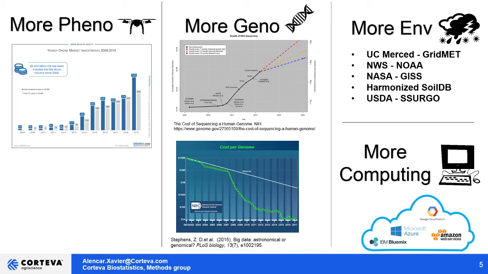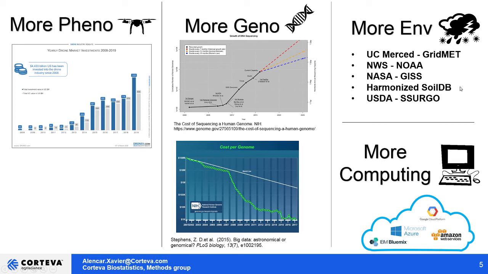So what we have witnessed in the past few years is the increase in the amount and quality of data. So we have more phenotypes as they have been collected by drones and high throughput technologies. We have more genotypes that have become cheaper over time, which has motivated higher density genotyping and the collection of the information for use in genomic prediction.